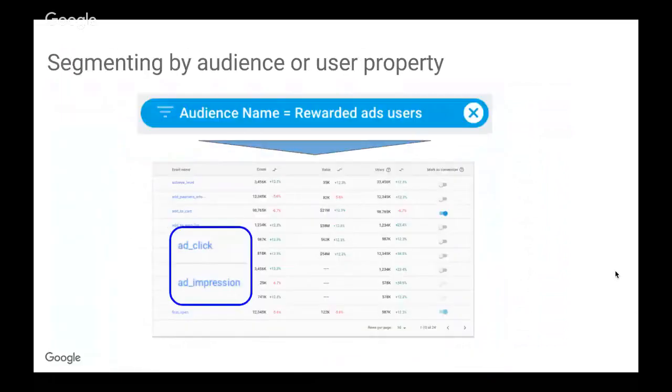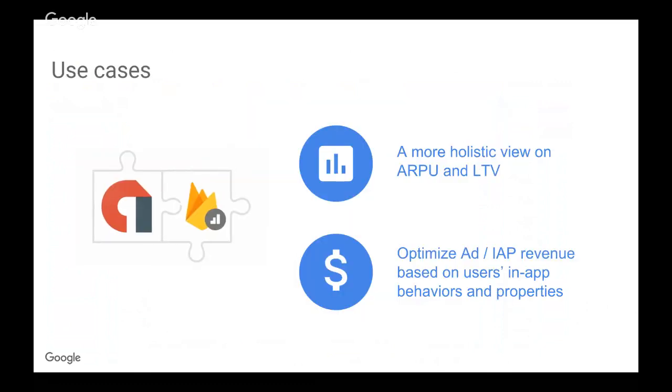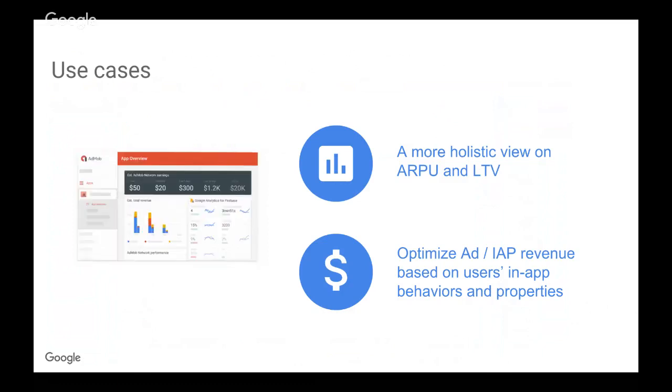And lastly, which is pretty obvious, but I just want to mention it explicitly: all these metrics we surface with this integration, you can segment by audience, by user property, any way you want to slice and dice your data, you can do that easily. So just to recap, all these things you can play with, either it's Remote Config, or Firebase Analytics, or the integration between Analytics and AdMob.